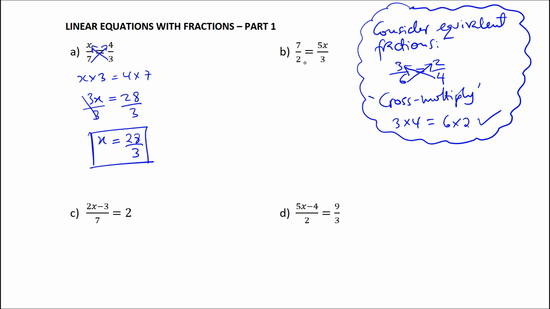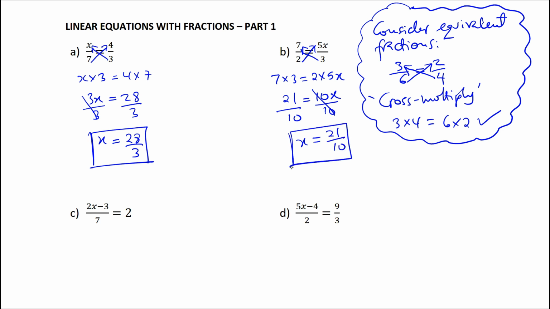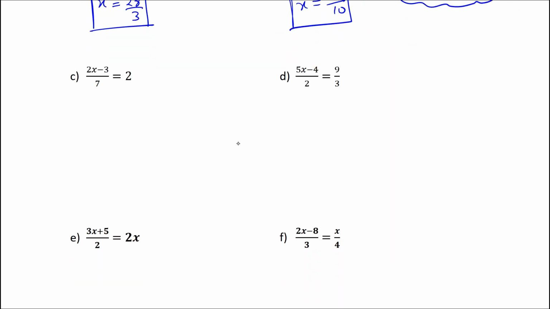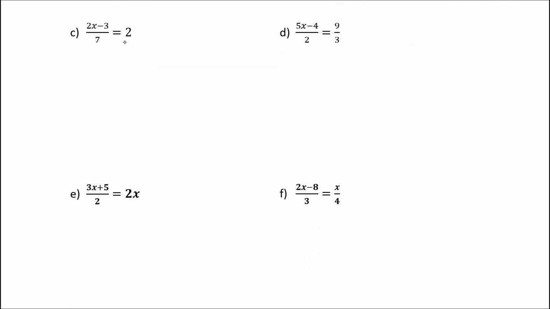And we can apply the same approach here, cross multiply these two. So we'll end up with 7 multiplied by 3 will be equal to 2 multiplied by 5x. So 21 will be equal to 10x. Then divide by 10. So x will be equal to 21 over 10. So similar approaches can be applied in each of these problems.